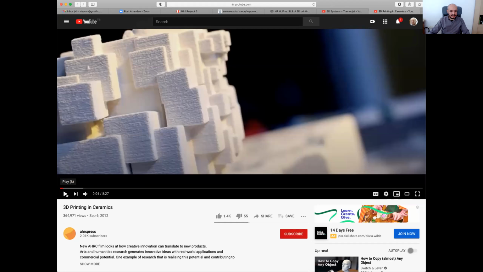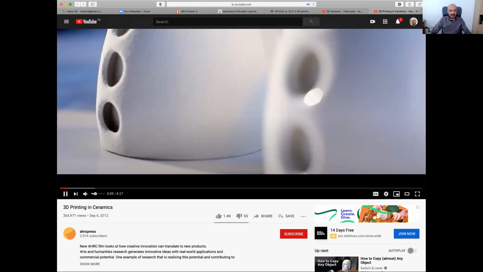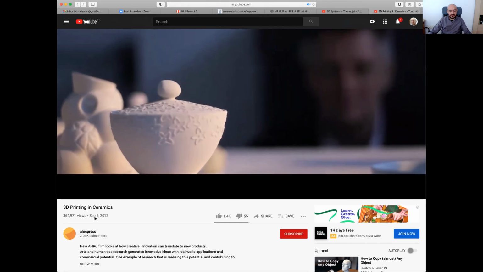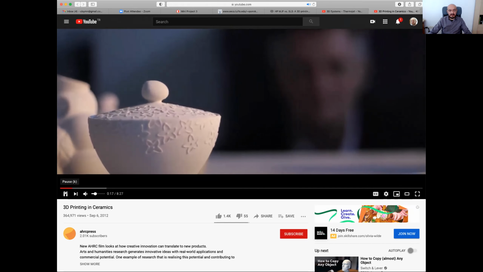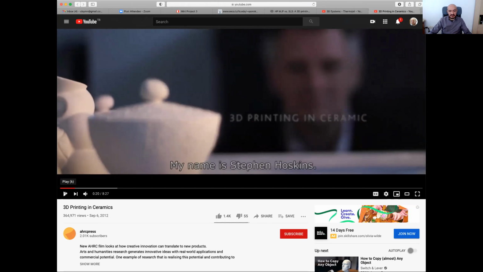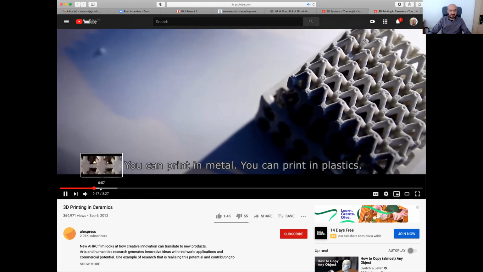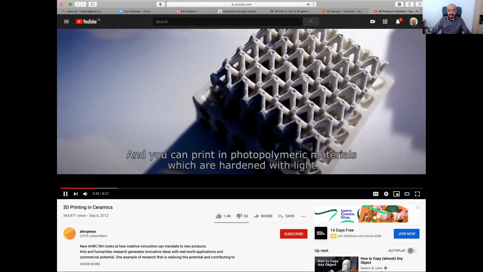Yes, now they are trying to use ceramic powder and try to make some complicated parts. They can produce such cups. But I will ask you what type of process they are using, whether it's material jetting or binder jetting. You can print in metal. You see, they can also have such lattice structures.